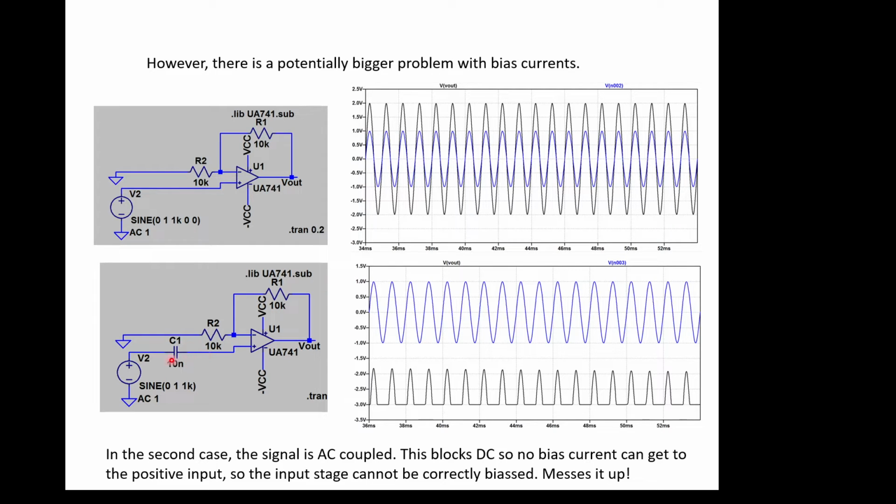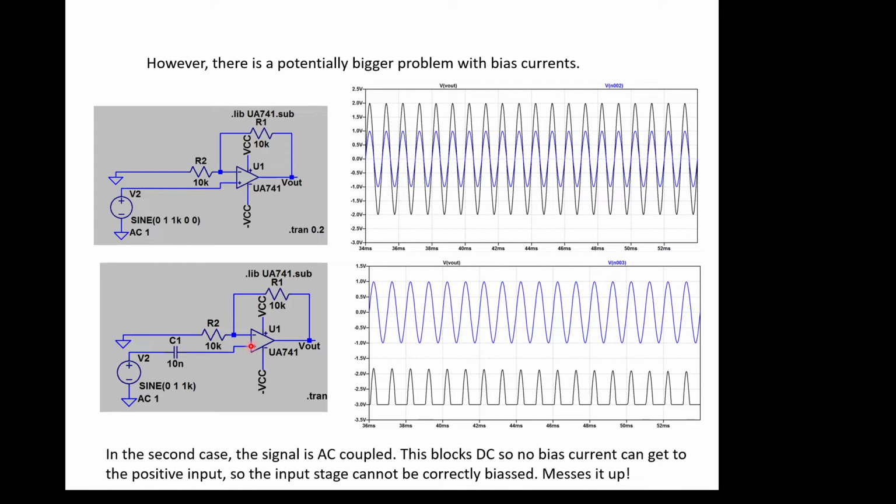In this case here, we've capacitively coupled. It's exactly the same circuit, and we've just put a capacitive coupling in here to maybe DC block or something, and suddenly the output is very much different from what we expected. We're only getting half of it, and it's all a bit offset as well. All we've done is AC couple it, which is obviously a very common thing to want to do, but in this case what we've done is we've blocked any kind of DC bias current being allowed into the positive terminal.